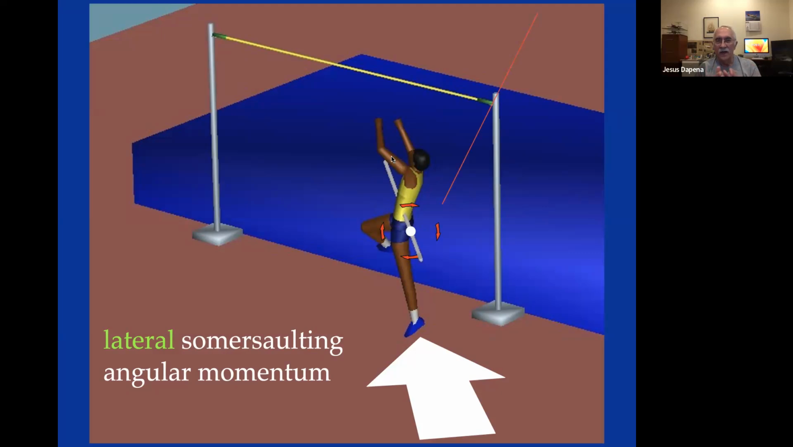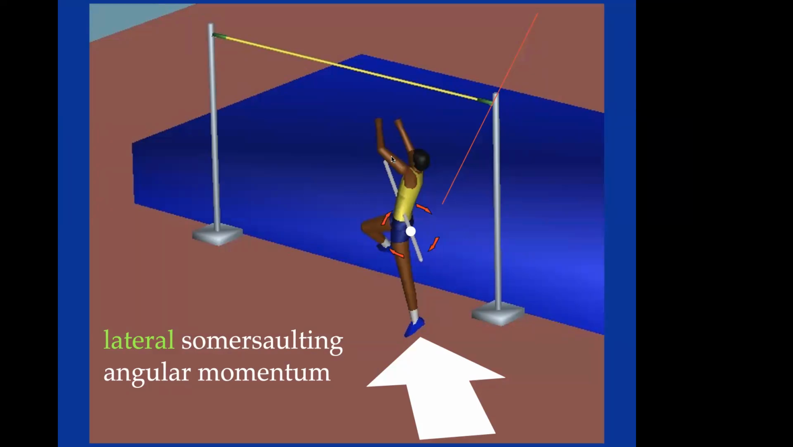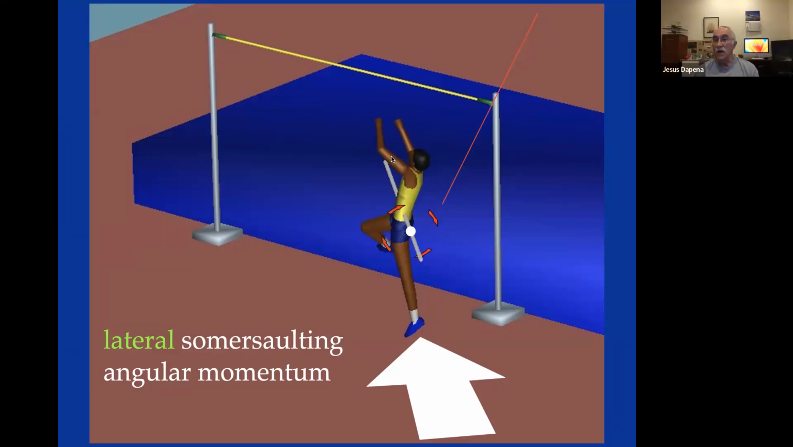Imagine our gymnast again, coming at an angle to the bar. The gymnast would take off and rotate clockwise, seen from behind. In English, you call it a cartwheel rotation to the right. It would be difficult to do, but let's imagine that the gymnast could do it. At the peak of the jump, if this athlete had only lateral somersaulting angular momentum, the athlete would end up in this position over the bar.